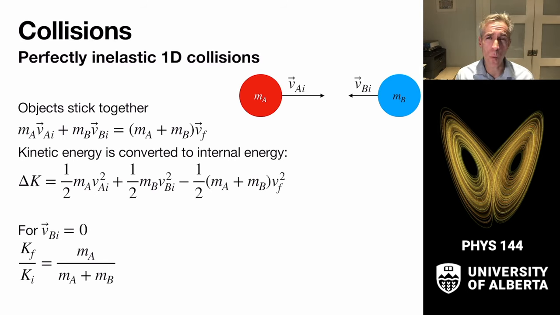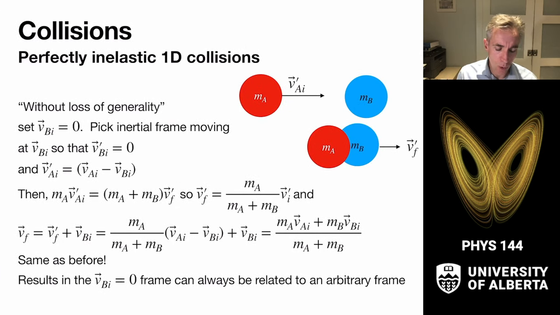Let's think about what that means. We're going to do most of our collision work and explore the physics in the case when we set this initial ball's velocity equal to zero. So set this to zero, and there's only ball A's velocity coming in. I'm going to give it a little prime just to indicate that we are in a different reference frame. We're going to study this collision in an inertial reference frame that is moving into this collision at the speed of the particle, so that in that frame, the ball appears to be motionless.